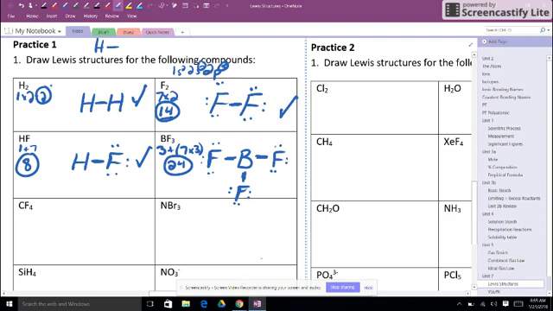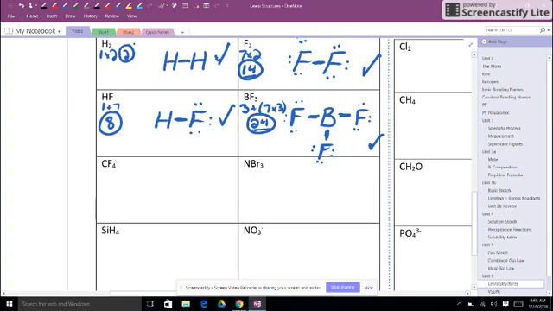Okay, now that everyone is fulfilling the octet rule, let's make sure that the electrons in our picture match the ones we have available. 2, 4, 6, 8, 10, 12, 14, 16, 18, 20, 22, 24. So this is the Lewis structure for boron trifluoride. Okay, down here, carbon tetrafluoride.